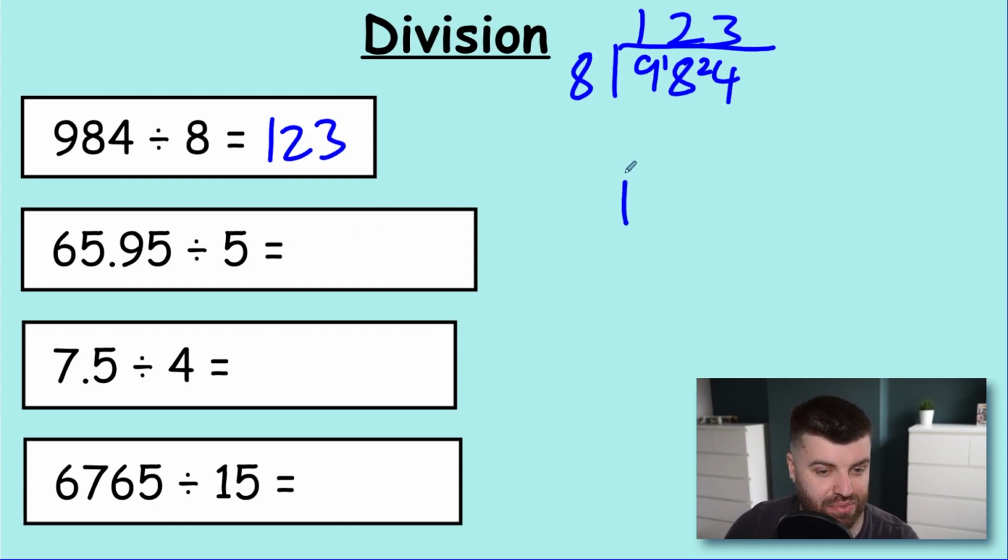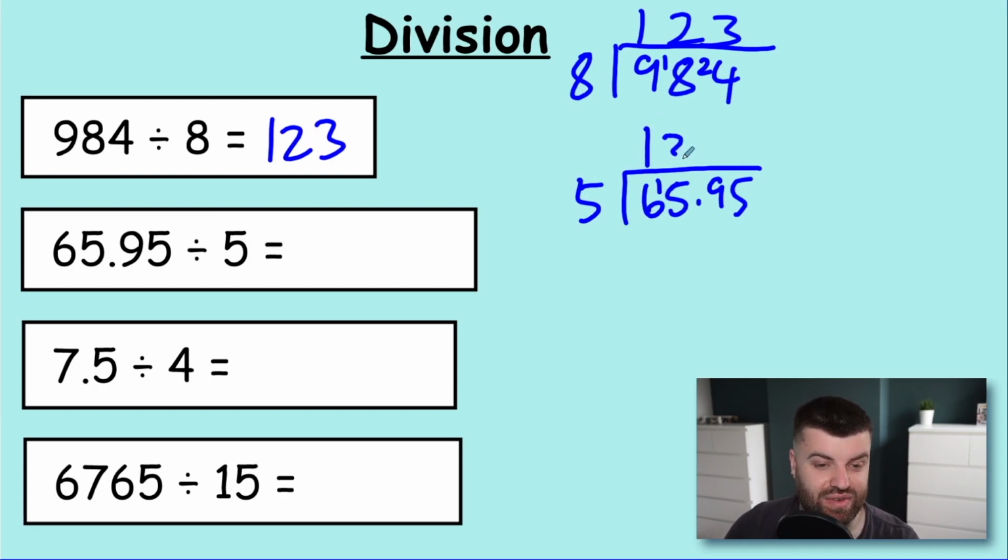Next one is still simple short division. We just have a decimal, 65.95 divided by 5. 5s into 6 go once with 1 left over. 5s into 15 3 times. Put the decimal place in. 5s into 9 once with 4 left over. 5s into 45 is 9. The answer is 13.19.